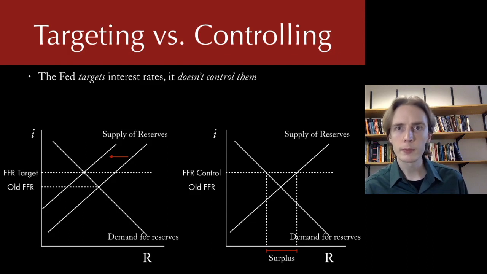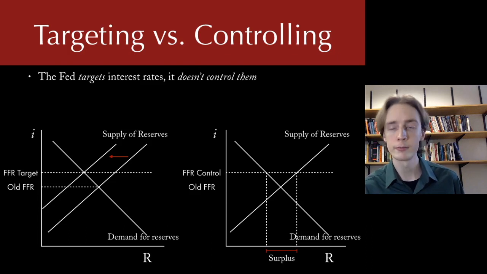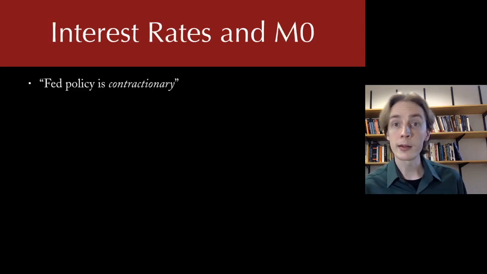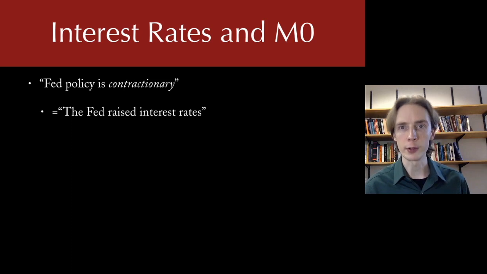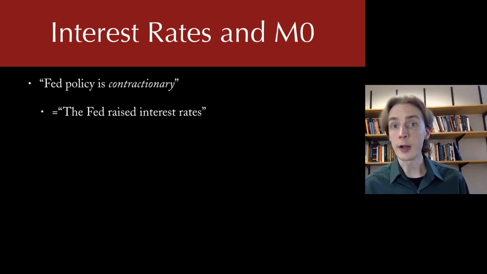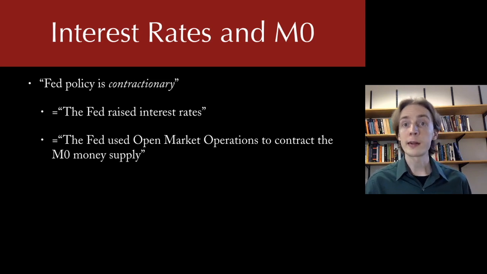Similarly, when countries target exchange rates, which we're going to talk about in the final lecture, it's going to be the same sort of process. They're targeting but not controlling because they have control over the supply curve. So when we say that Fed policy is contractionary, sometimes you'll hear this expressed as the Fed raised interest rates. You're going to want to translate that in your head to a contraction, or at least a slower expansion. The Fed is using open market operations to contract M0. It's going to be selling bonds, absorbing that money back and destroying it, contracting the supply of bank reserves.